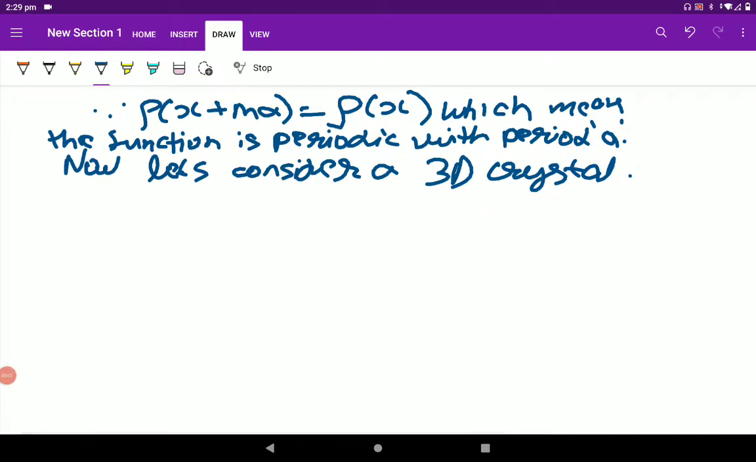So now let's consider a case of 3D crystal. In a 3D crystal, we have a function which is periodic, but not just in one direction, in all directions. So we can translate it by a Bravais vector, like in this fashion.